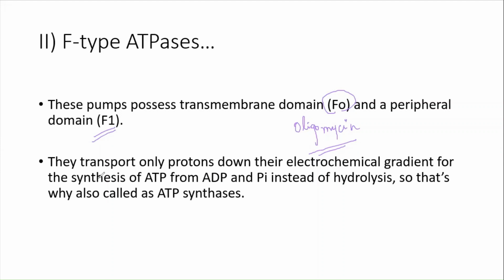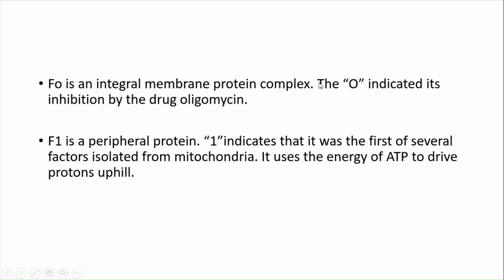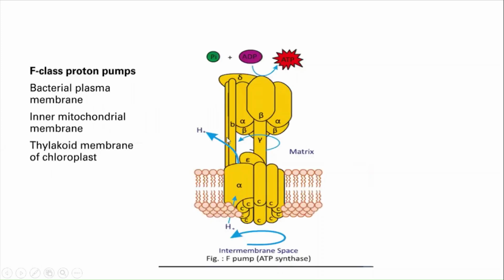They transport protons down the electrochemical gradient for the synthesis of ATP from ADP and Pi instead of hydrolysis. So it is ATP synthesis. In mitochondria we have always studied the electron transport chain, with complex 1, 2, 3, 4 and 5. So this is the fifth complex, the ATP synthase. O indicates oligomycin, and it is a peripheral protein. One indicates that it was the first of several factors from the mitochondria. Anyways, not required. So this is your structure.